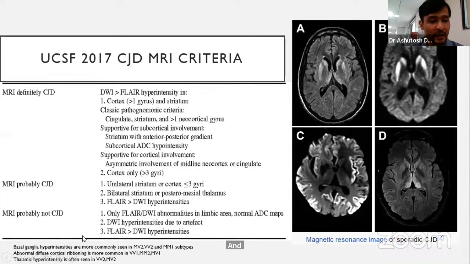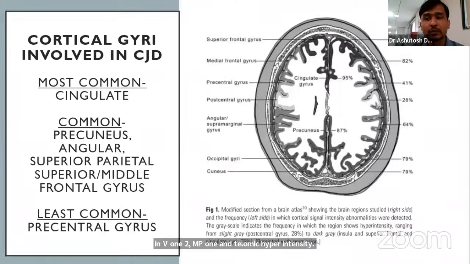On the basis of the polymorphisms also, they have mentioned that basal ganglia hyperintensities are more commonly seen in MV2, VV2, and MM1. Abnormal diffuse cortical ribboning is more common in VV1, MM2, and MV1, and thalamic hyperintensity is often more seen in VV2 and MV2. And these are some of the common gyri involved, the most common being the cingulate gyrus. Other common ones are precuneus, angular gyrus, superior parietal, middle frontal gyrus, and least common is precentral gyrus.